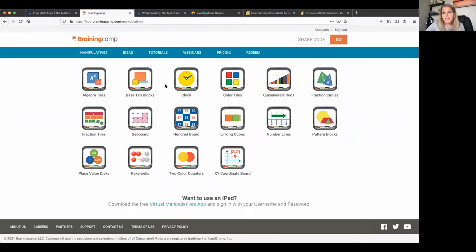The second one is Brainingcamp, and these are for purchase. You can purchase individual apps, or you can purchase a whole package and get the internet-based ones as well as app-based ones. And again, you see algebra tiles and fraction tiles and geoboards and Unifix cubes, base 10 blocks, Cuisenaire rods. There's a whole range. These are two sites, one free and one for purchase, that I've used in my personal research to explore the efficacy of virtual manipulatives to support secondary students, primarily secondary students with autism and intellectual disability, in acquiring, maintaining, and even looking to generalize different mathematical skills using virtual manipulatives.